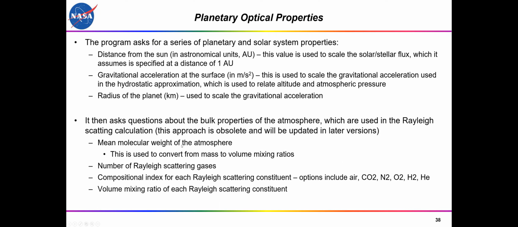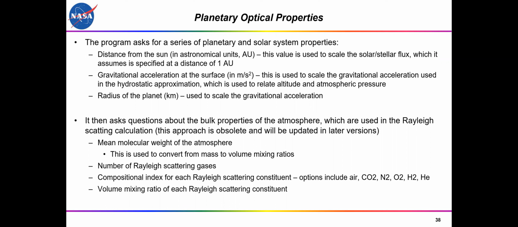What it's going to do is ask you for the mean molecular weight of your atmosphere. It's going to use this in a lot of different things, especially conversions from mass mixing ratios to volume mixing ratios. But it's also going to use it in the Rayleigh scattering calculation. It's going to ask you for the number of gases that we care about for Rayleigh scattering. For the Earth, I usually just say air and give it the air Rayleigh scattering cross-section information. I can also say nitrogen and oxygen separately if I'd like to change those separately from each other.